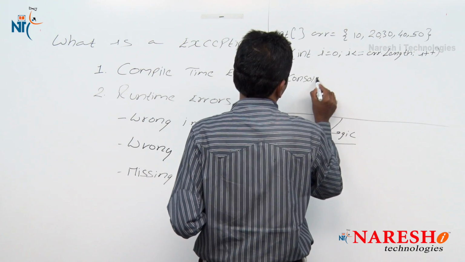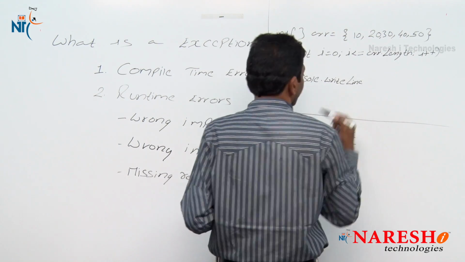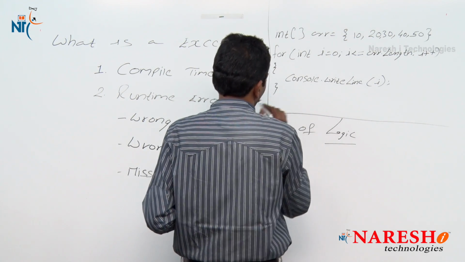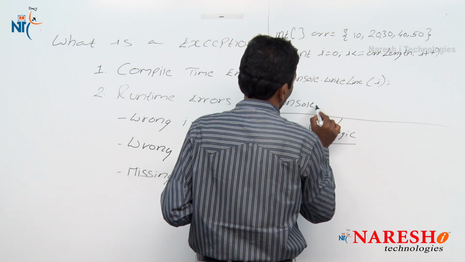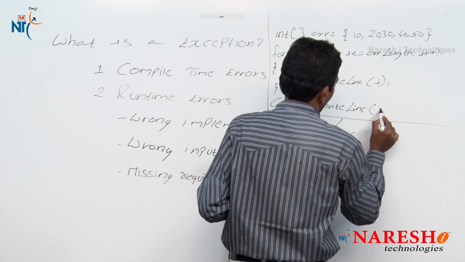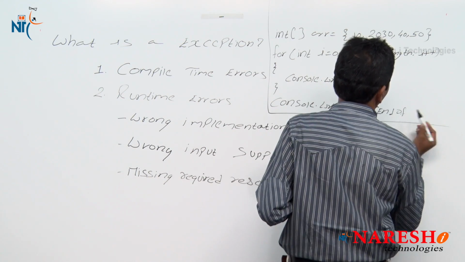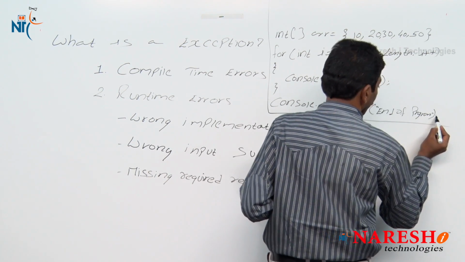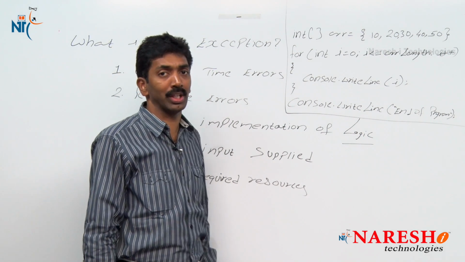Console dot write line I. And after ending the loop, here I am again writing console dot write line, end of program. End of program. This is what I am writing. A very simple code that I am just using here.